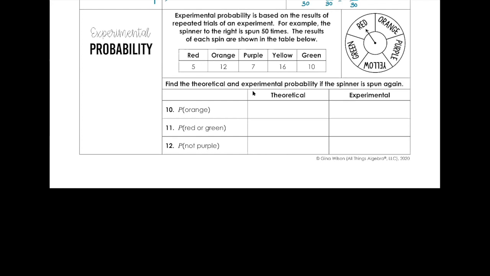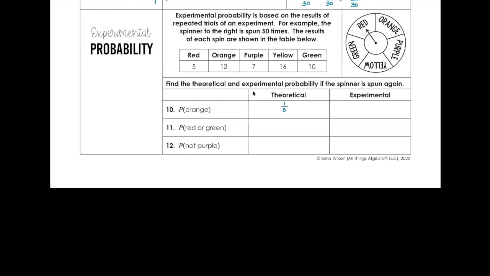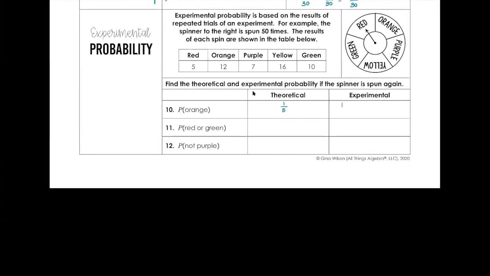If we're just speaking simply theoretical, one outcome, if I were to flick this spinner, the probability of getting an orange would be 1 out of 5. But from our experiment, we saw that 12 times it landed on orange, and that was out of 50, and we'll reduce that to 6 out of 25. And the numbers are close, but they're not exact because variations do occur.